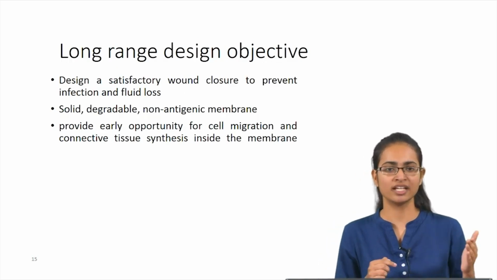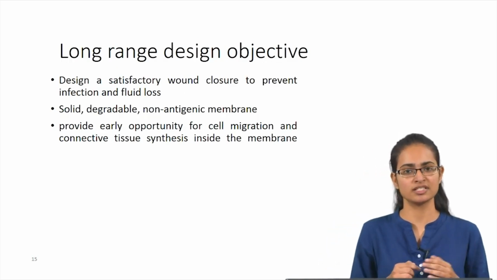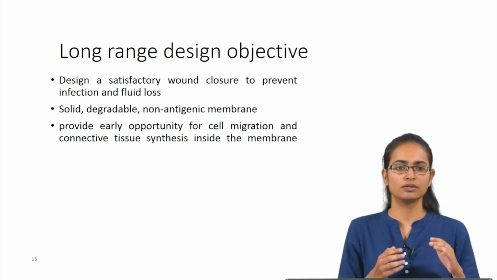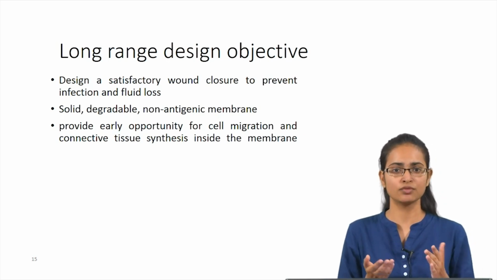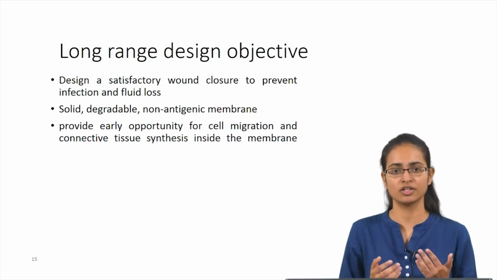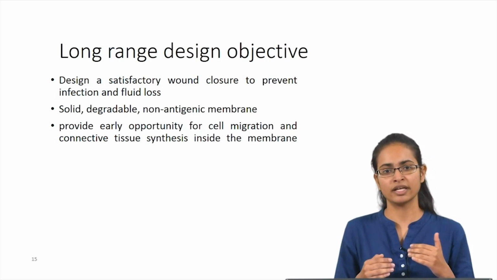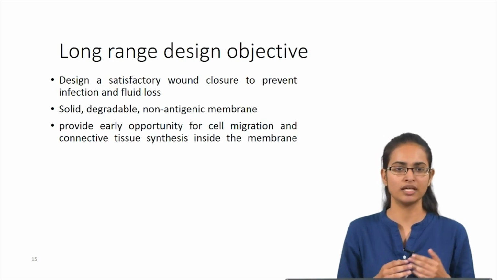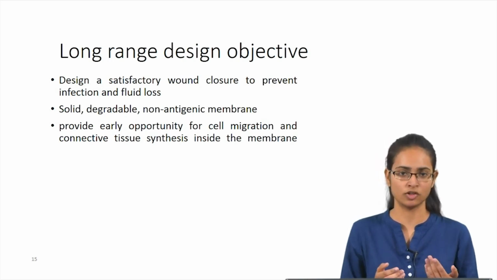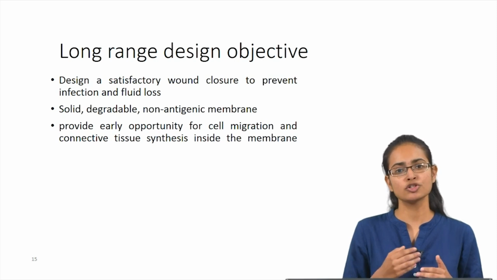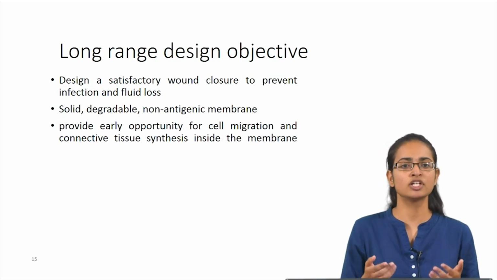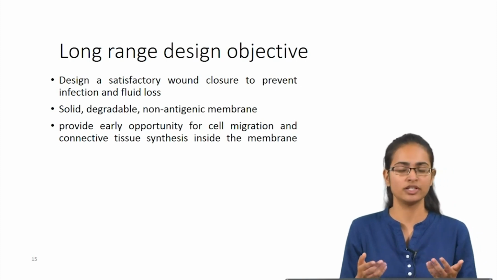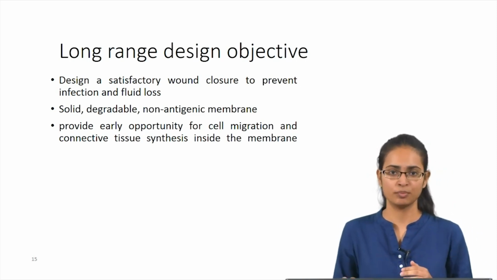So, what is the long range design objective for artificial skin? You should design a membrane that provides satisfactory wound closure to prevent infection and fluid loss. The graft or the membrane should be solid, degradable and non-antigenic, and also it should provide early opportunity for cell migration and connective tissue synthesis, that is collagen deposition inside the membrane or graft.